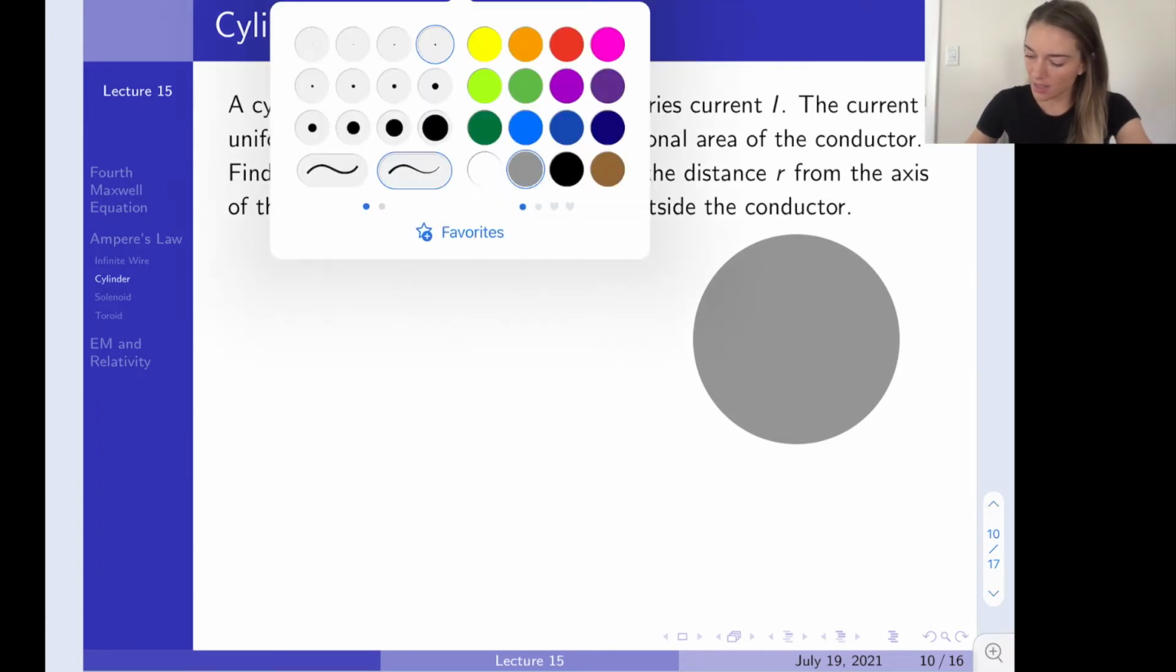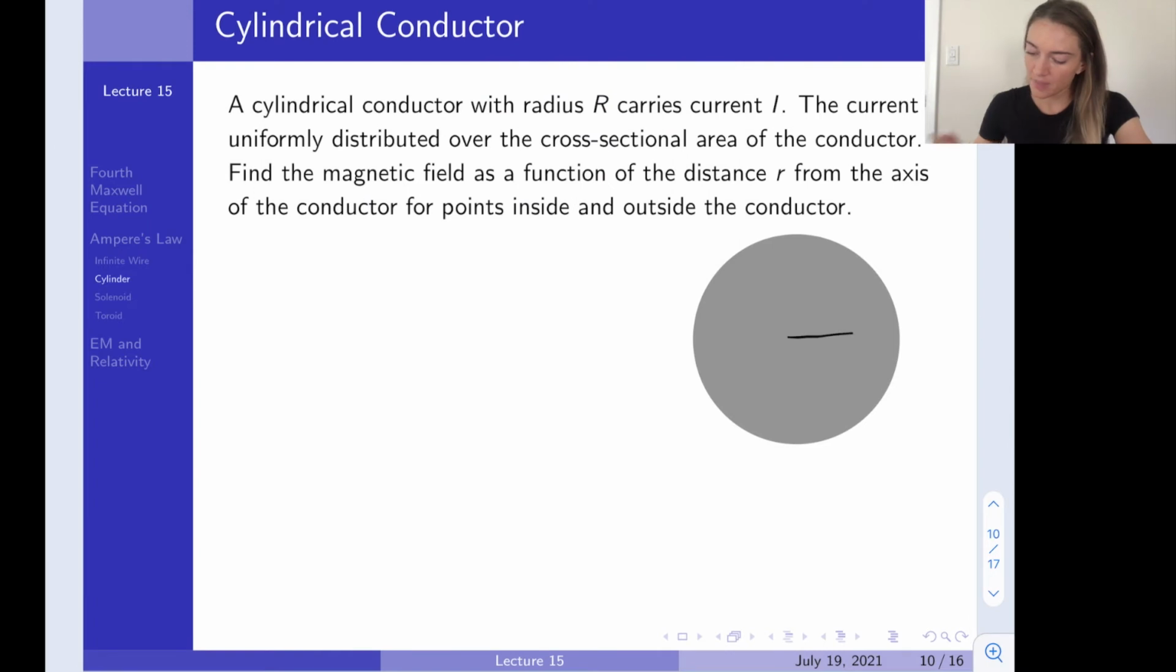So our cylinder is out to radius r, and it carries a current I. The current is uniformly distributed over the cross-sectional area. That means I is spread uniformly throughout this, and this is an infinite cylinder like this.